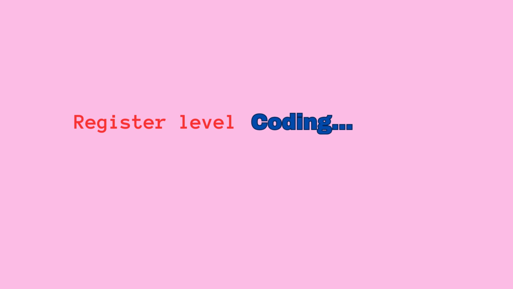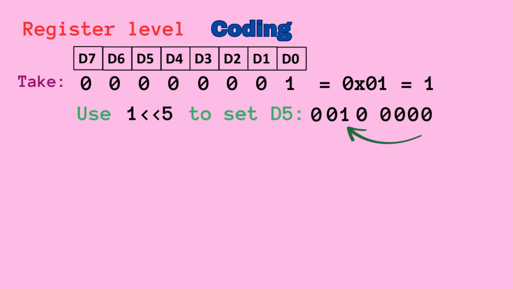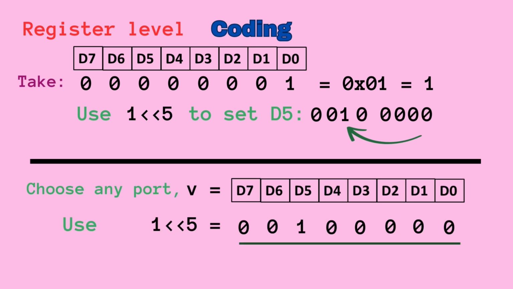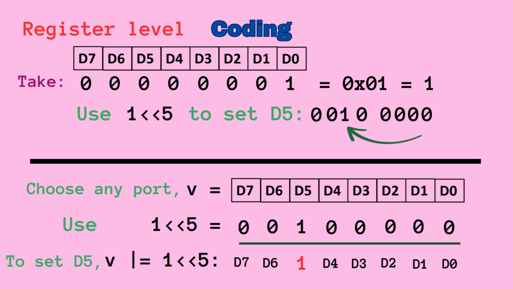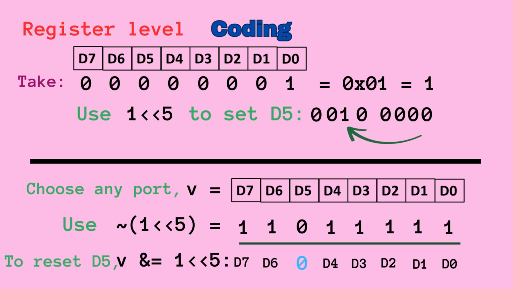Another approach of coding called register level coding is presented now. Here, any bit or pin can be manipulated with less than operator. For example, to set bit 5, one less than 5 is ORed with the original variable or port. To reset bit, its complement must be ANDed with the variable or port.